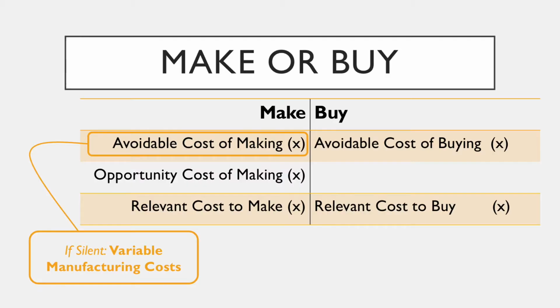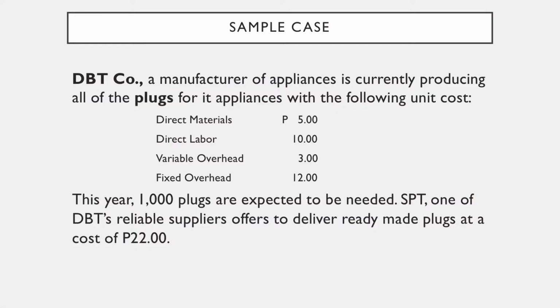Again, we are going to compare the costs of both making and buying and favor the option with the lowest possible cost. Let us refer to the following sample case. DBT Company, a manufacturer of appliances, is currently producing all of the plugs for its appliances with the following unit cost. Direct materials, 5 pesos. Direct labor, 10 pesos. Variable overhead, 3 pesos. Fixed overhead, 12 pesos. This year, 1,000 plugs are expected to be needed.